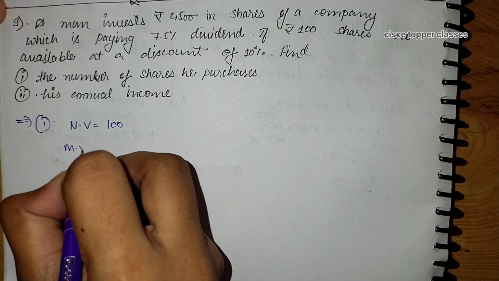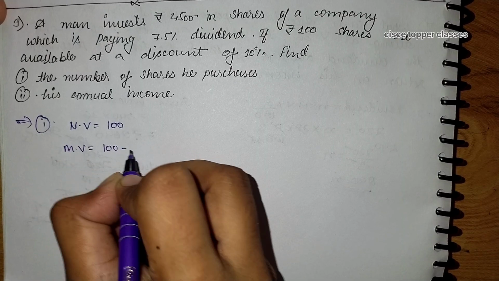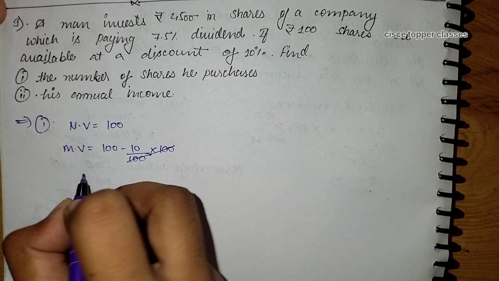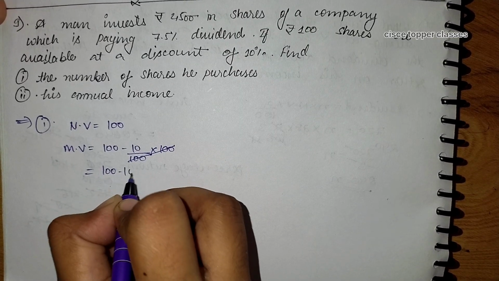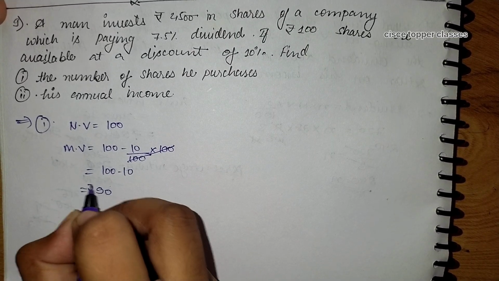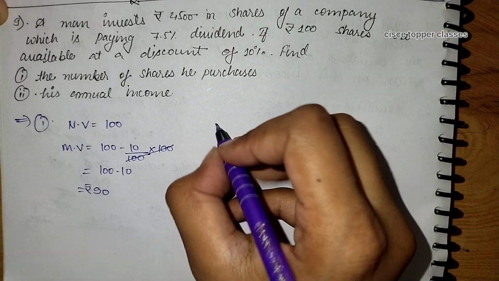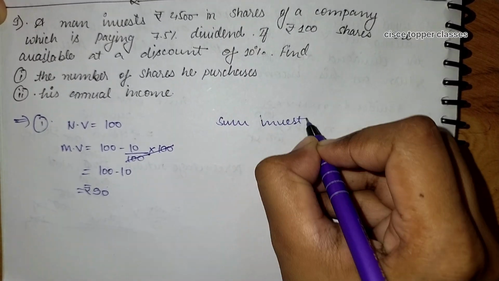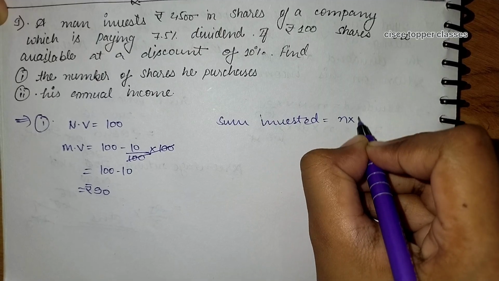From that nominal value we will find the market value as 100 minus 10 by 100 into 100. 10% of 100 we will find, so this will be 100 minus 10, which means 90 rupees is the market value here. And we know sum invested is equal to, this is the formula, number of shares into market value.